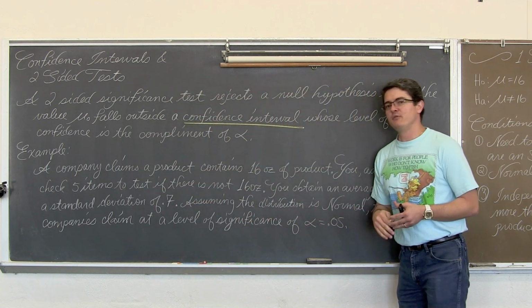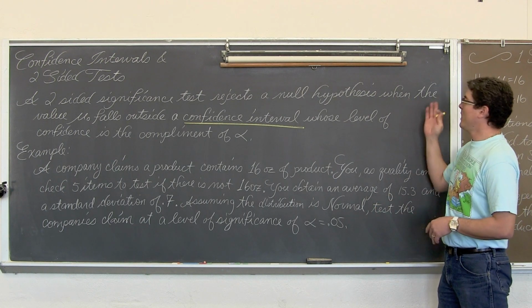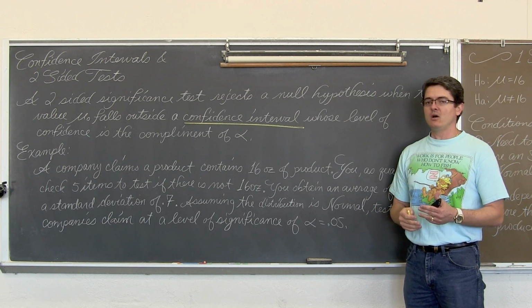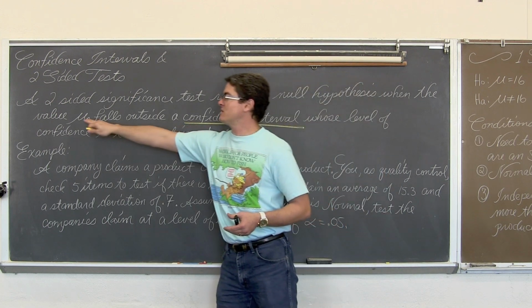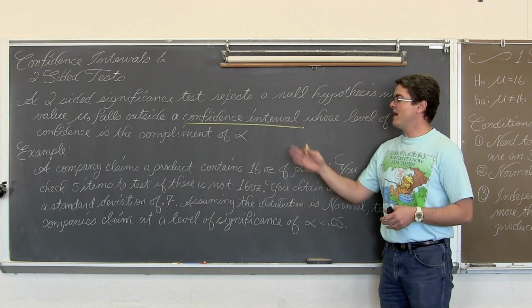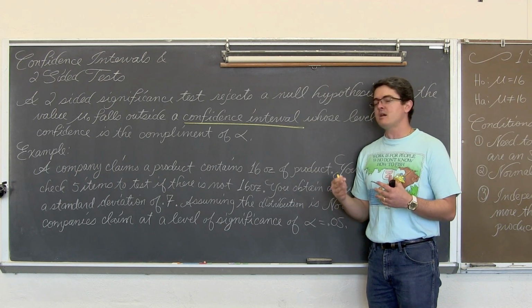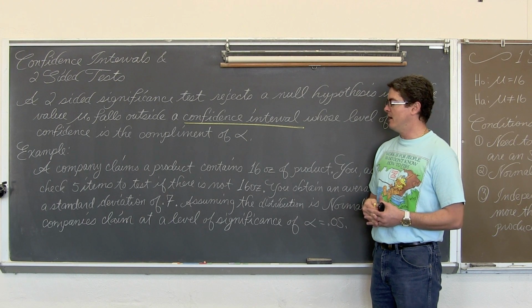So a two-sided significance test rejects the null hypothesis, H sub O, when the value of mu sub O, that is a population mean, or it could also be P sub O, a population proportion, falls outside the confidence interval whose level of confidence is the complement of alpha.